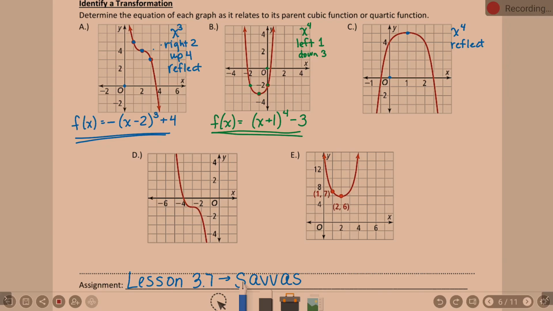Because as I said, they're going to try and trick you. 1, 5. They have the 1 labeled, yes. They count every 2, but they have the 1 labeled. And then along the left, count up 1, 2, 3, 4. So this is indeed 5. So this is a right 1, up 5.